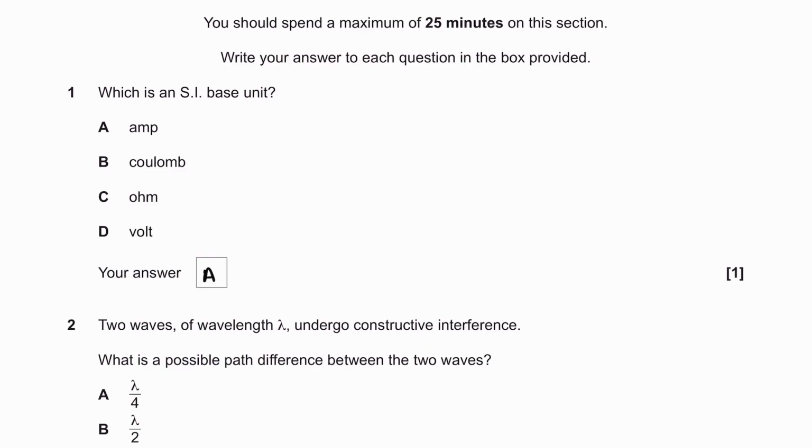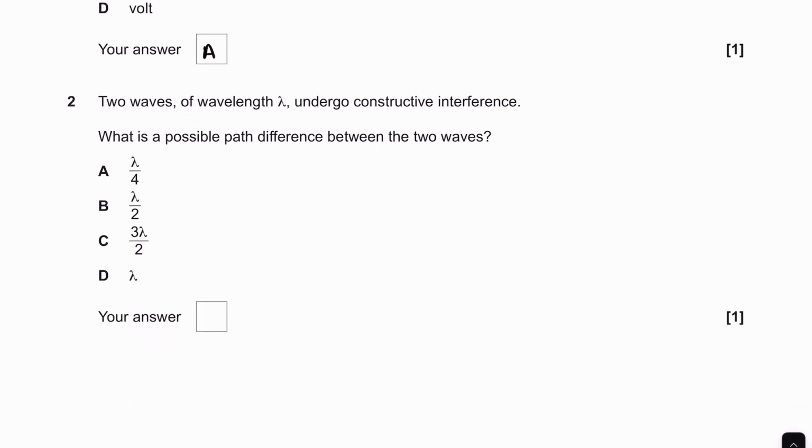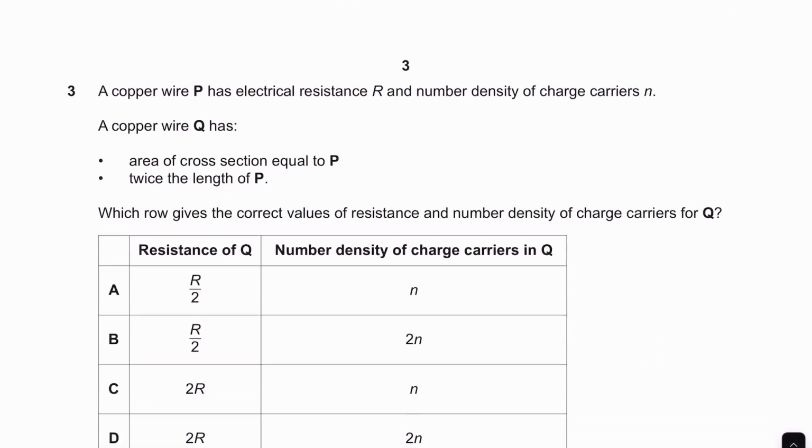Remember that coulombs is a derived unit and so is ohms and volts. Question number 2. Two waves of wavelength lambda undergo constructive interference. What is the possible path difference between the two waves? If it is constructive interference, then it has to be whole multiples of lambda, and therefore D is the most straightforward answer there.